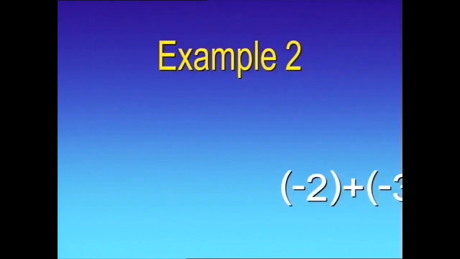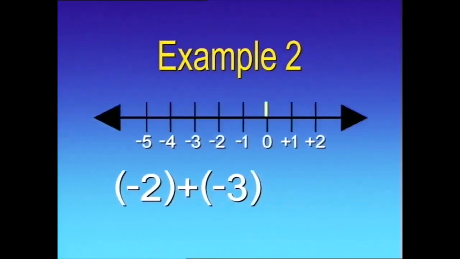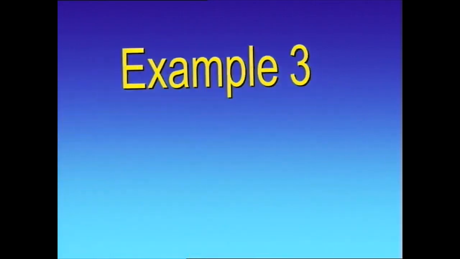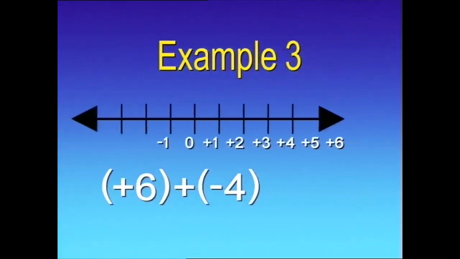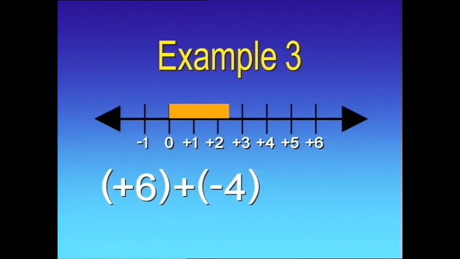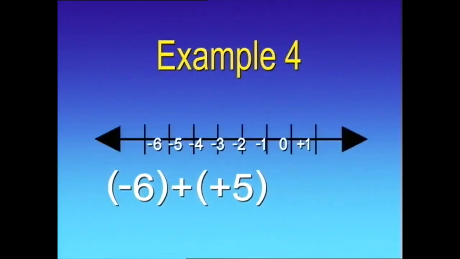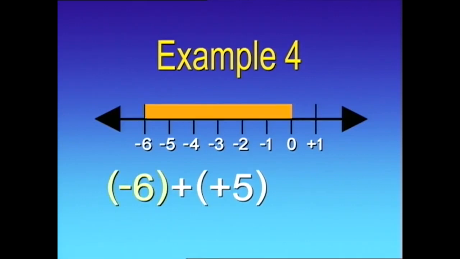Now how about calculating negative 2 plus negative 3? We move 2 spaces to the left and then move 3 more spaces to the left. The result is negative 5. How do you calculate positive 6 plus negative 4? Well done. Move 6 spaces to the right and then 4 spaces to the left, and the answer is positive 2. To calculate negative 6 plus positive 5, move 6 spaces to the left and then 5 to the right. The answer is negative 1.